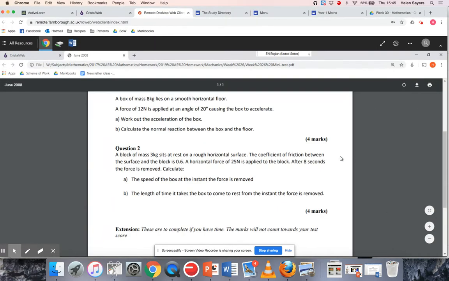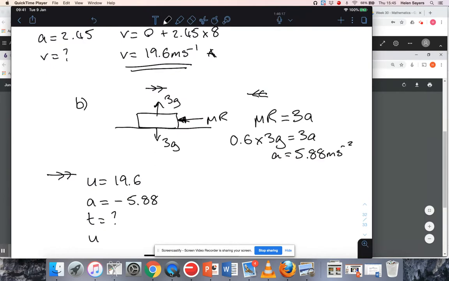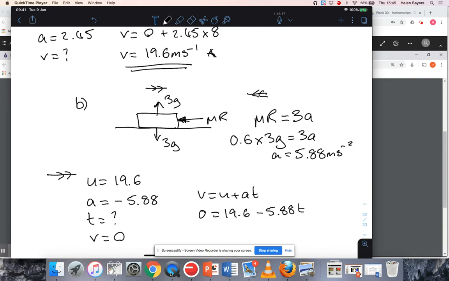Until it comes to rest, yes, so in the question, until it comes to rest. So it's going to come to rest when v is 0. So I'm going to use v equals u plus at. So 0 equals 19.6 plus minus 5.88t. So t is going to be 19.6 divided by 5.88, so 3.33 seconds.